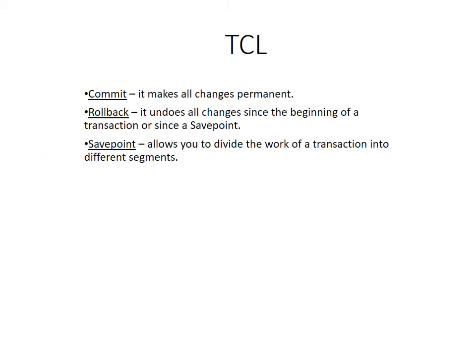TCL, transaction control language, contains mainly 3 commands, and they are commit, rollback and save point. Commit makes all changes permanent in a database. Rollback undoes all changes since the beginning of a transaction or since a save point. That means it undoes the changes. Save point allows you to divide the work of a transaction into different segments, to divide the entire transaction into different sections or segments. That's why we are using save points.